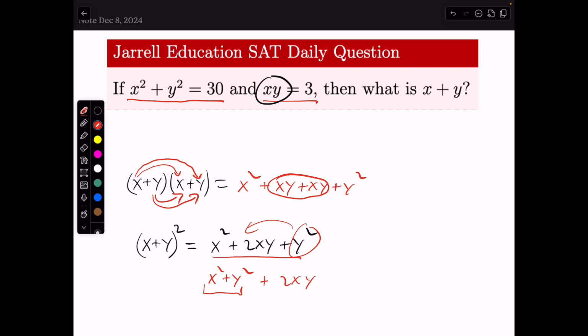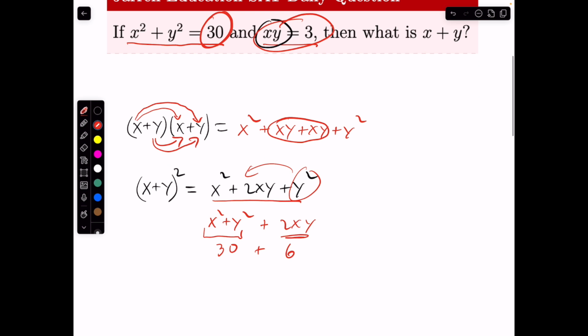x squared plus y squared was given to me in the original problem as 30, so I know that that's 30. Plus, and then xy is 3, so 2xy, because we know that xy is 3 from up there, so 2xy would be 6. So now what that means is, what I really have is x plus y squared, that's from right there, has to be equal to 36. And then when I take the square root of both sides, I end up getting x plus y equals 6.